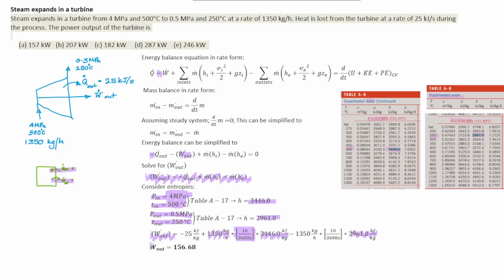And simplifying this gives us the W out value to be 156.68, which is very close to answer A. So answer A is going to be our solution for this problem.